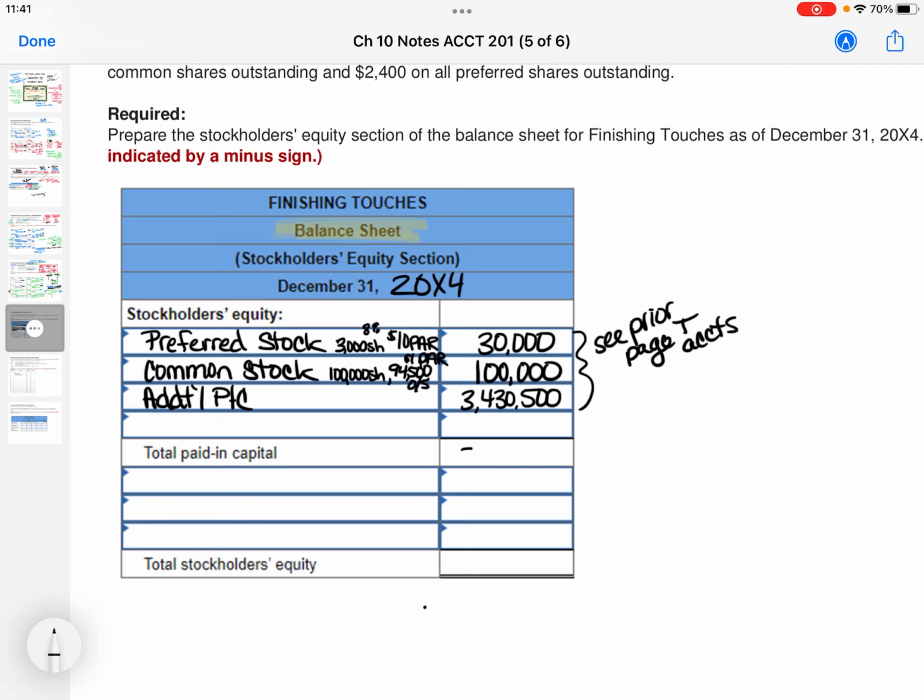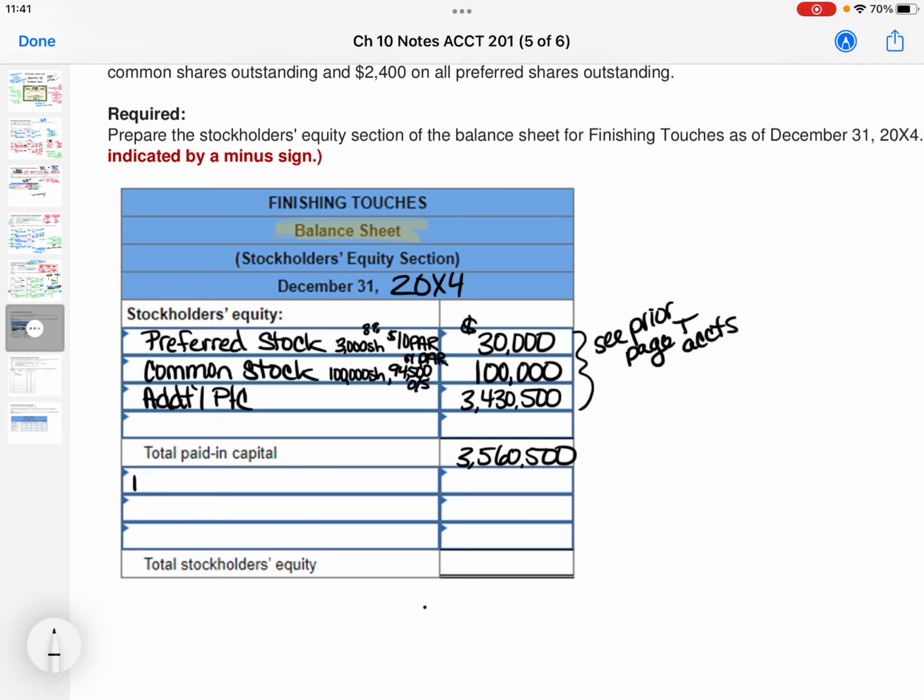Okay, so total paid in capital, if we add these three amounts up, 30,000, 100,000, and this 3.4 million, that gets us to $3,560,500. Now this is the equity section. So I've got my stock in the PIC account. Those all go together. But I also need to remember my retained earnings. And what about treasury stock? Treasury stock didn't go in the capital area, did it?